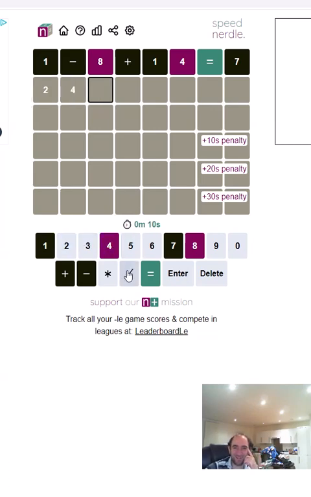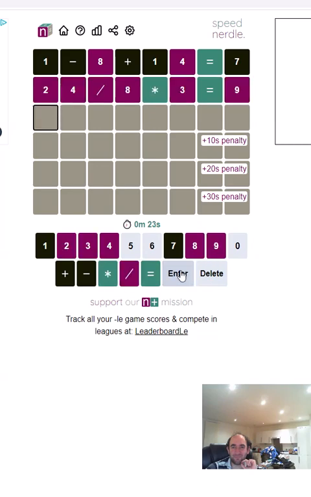Let's try 24 over 8. What are we going to do next? Times 2 equals 6. Oh, let's do times 3 equals 9 to use different digits. Wow. Completely correct again, just in the wrong order.